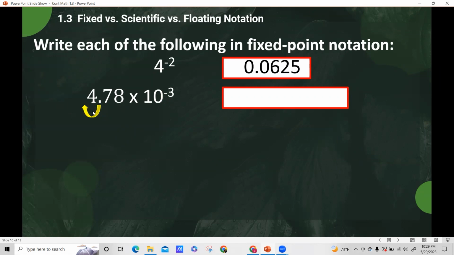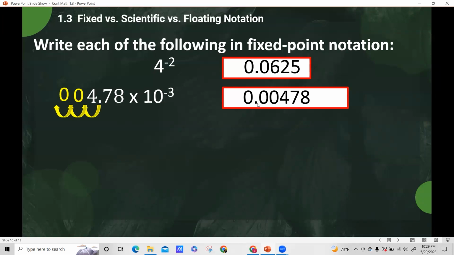So I'm going to move it to the left, 1, 2, 3. So there I go. So I'm going to move this 3 times. So whenever I do that, I would have my answer as 0.00478.